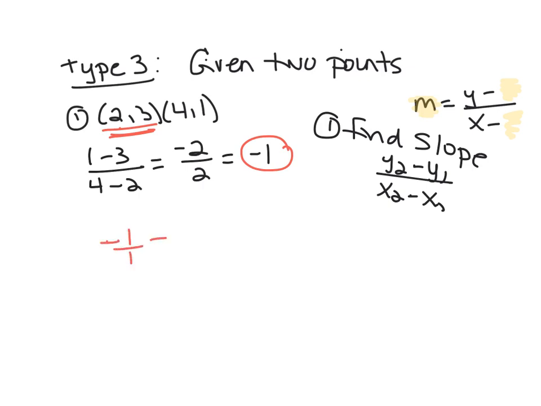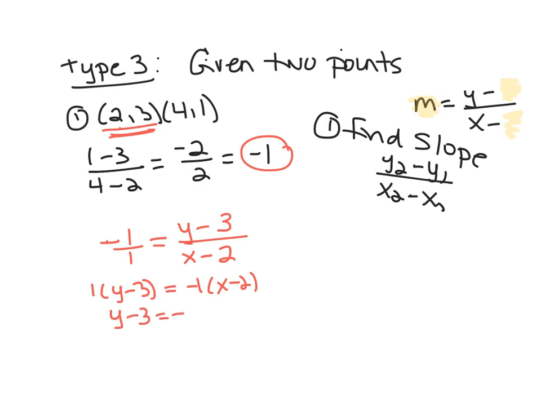Slope negative 1 over 1 equals y minus 3 over x minus 2. Cross multiply: 1 times y minus 3 equals negative 1 times x minus 2. So y minus 3 equals negative x plus 2. Then just like before, you're solving for y. Add 3: y equals negative x plus 5.